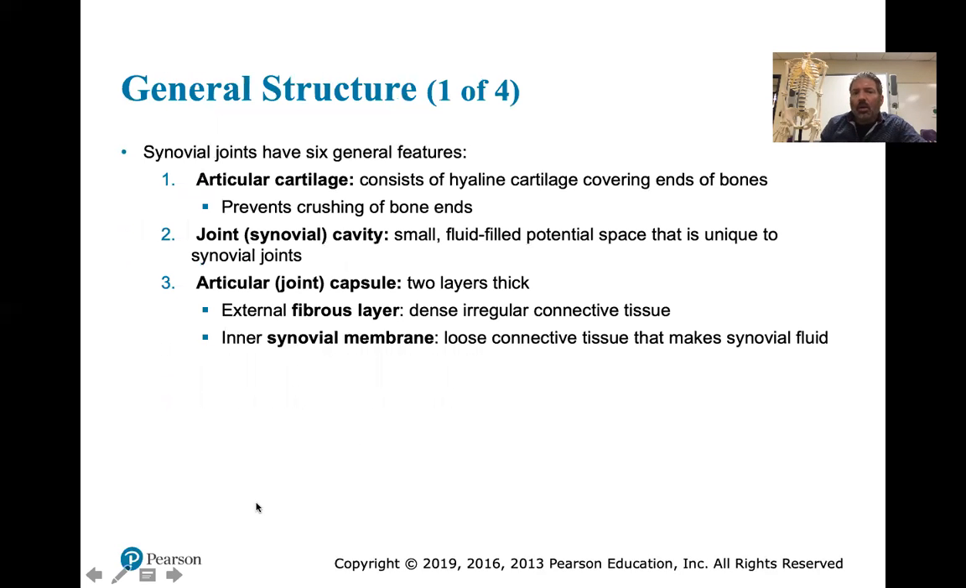All right. So articular cartilage. Remember, articulations is where they come together. So articular cartilage consists of a hyaline cartilage covering the ends of bones. And I said before that it was that blue, glassy material. It prevents crushing of the bones.